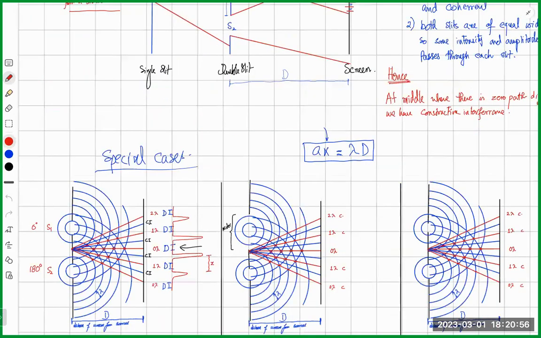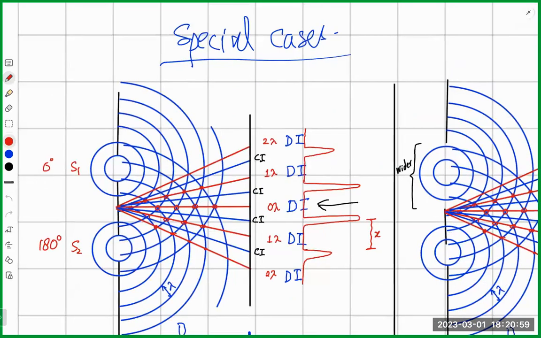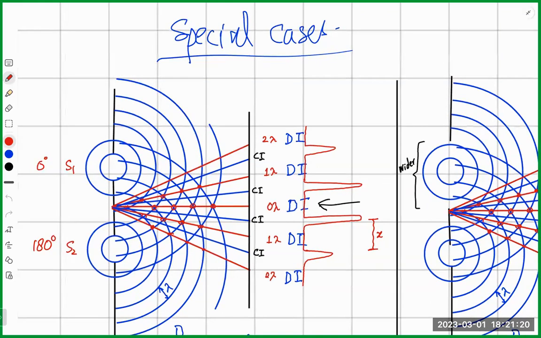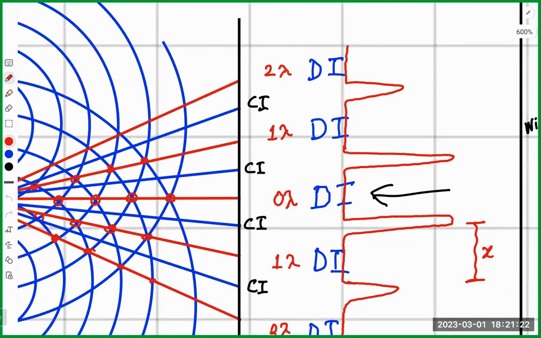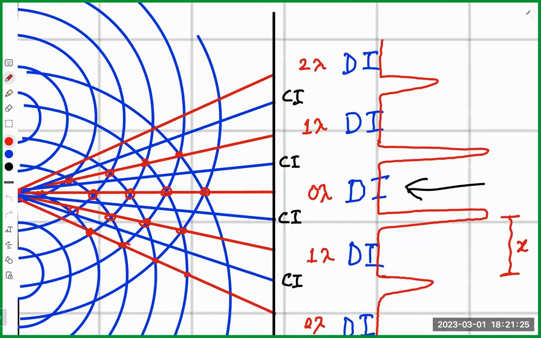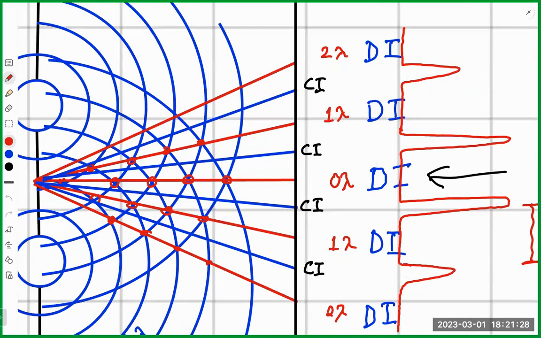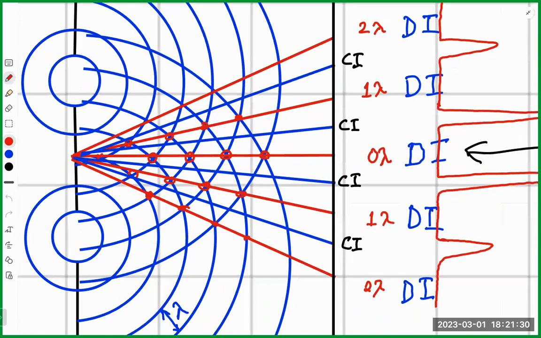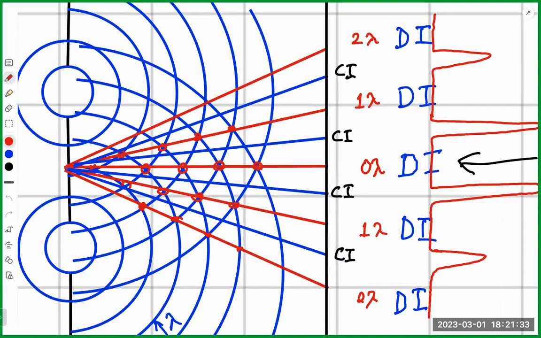Number one, if we make the two sources have a phase difference of 180 degrees, the point where we should observe destructive interference, we get constructive interference. And the point where we should get constructive interference, we get destructive interference. I hope you can see the red lines over here. They are pointing to constructive and destructive interferences.